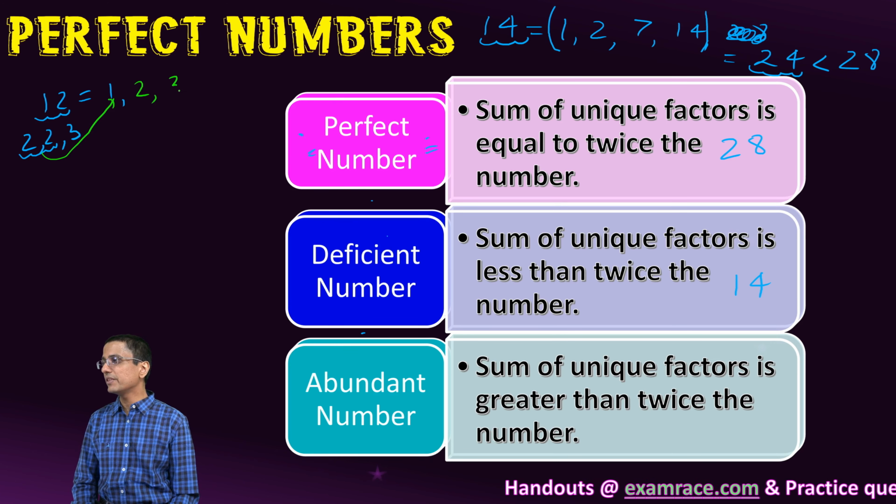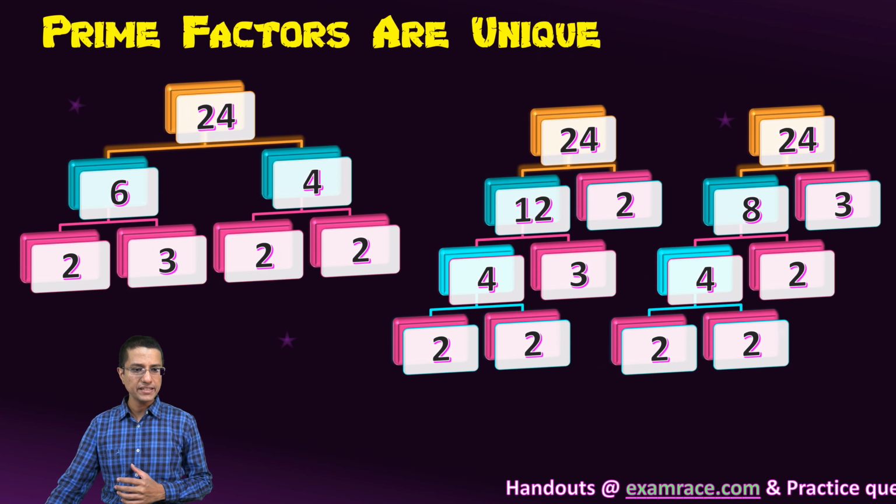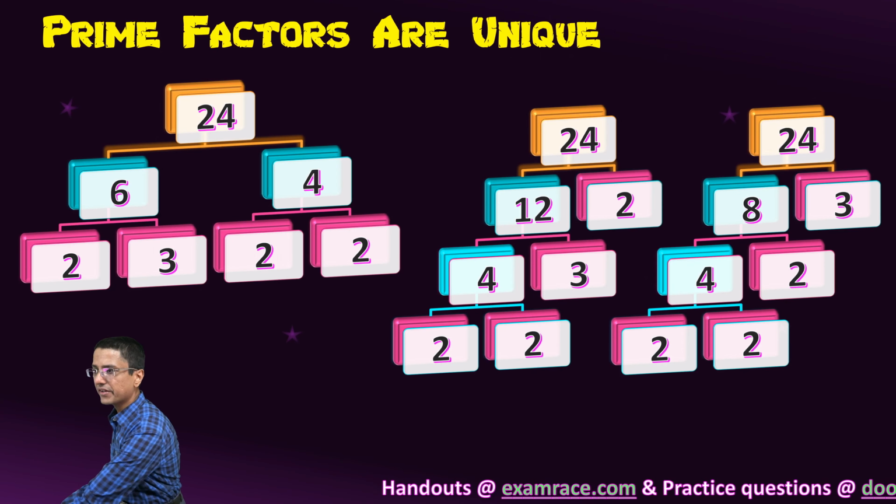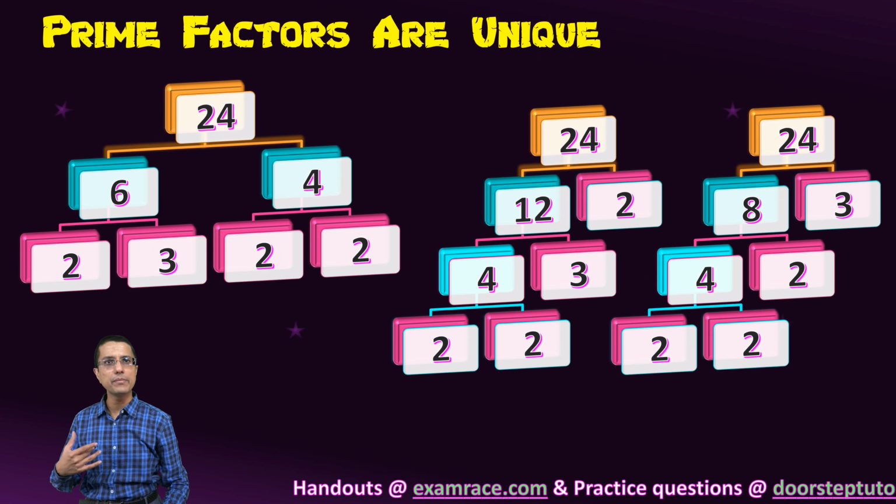Now, as we have already seen the prime factors of a number, right? So we did the prime factorization of, for example, the number 24, and we created various factor trees for it. For 24, we were able to create these 3 factor trees. But one of the things that we noticed was that the prime factors, the leaf nodes of all of these factor trees, are always the same.